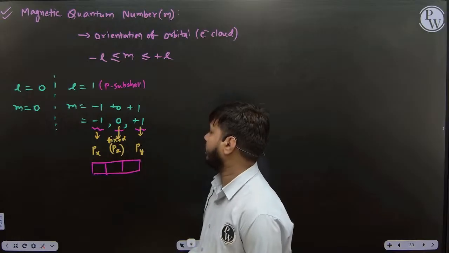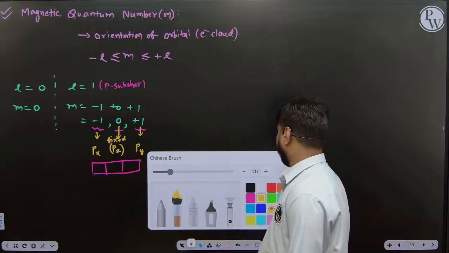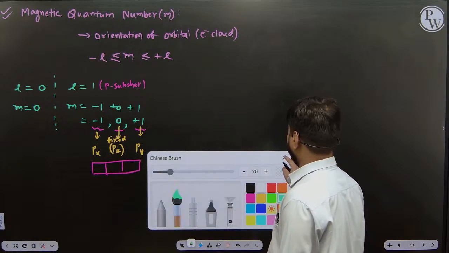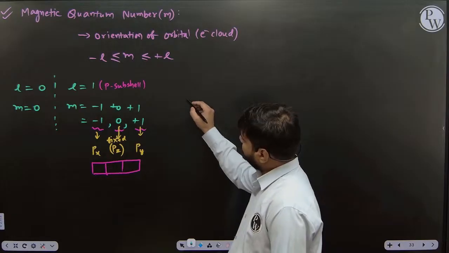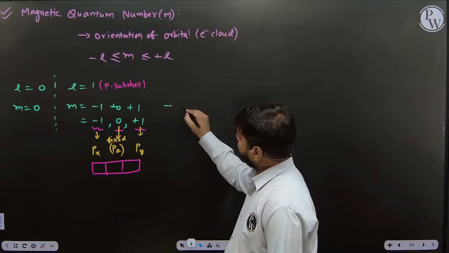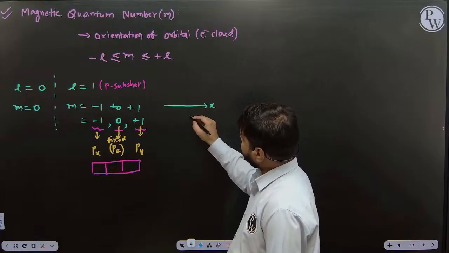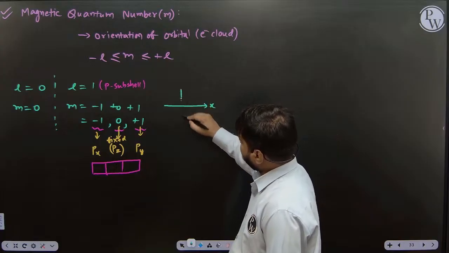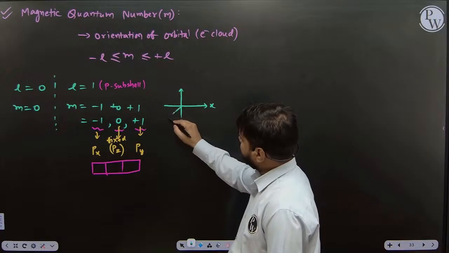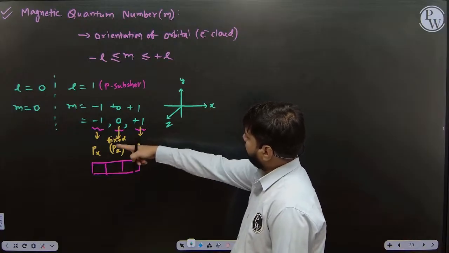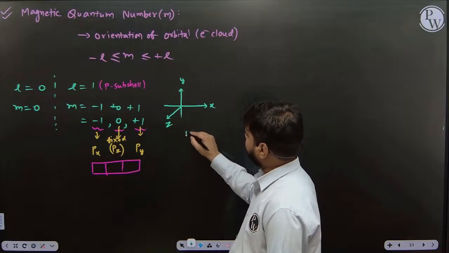This thing you can remember. Okay. So now we are having the px, py and pz. So let's talk about this px, py and pz. Let's suppose we are having this x direction, and let's say this is y direction and this is our z direction. So x direction px, we are discussing the px.